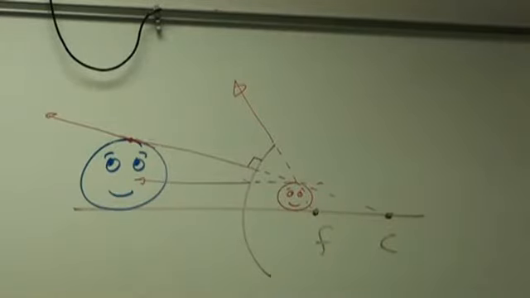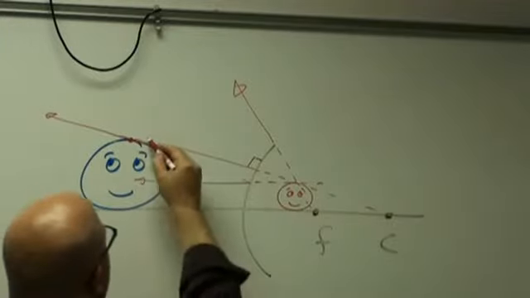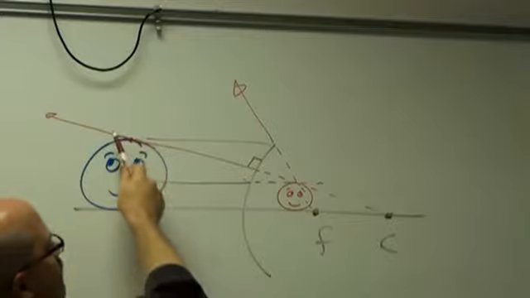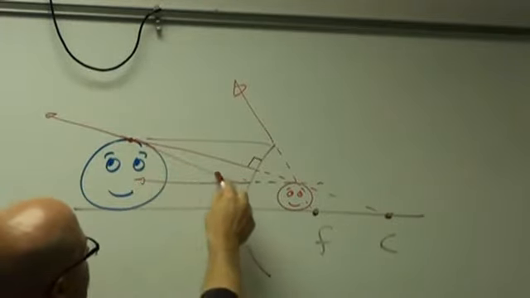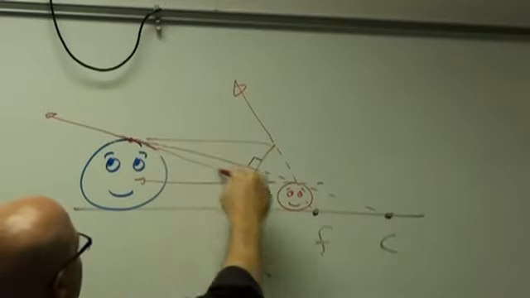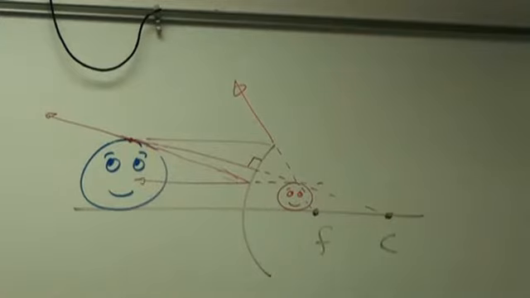Remember you only need two rays to draw this. And most students will draw the one that goes in parallel and then out, away from the focus, and whichever other one you want. Toward the center of curvature and back out, or towards the focus, and then back out parallel, whichever one you prefer. Okay?